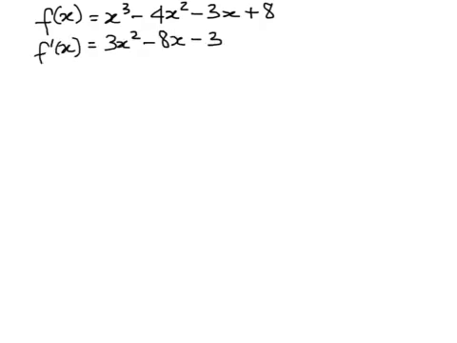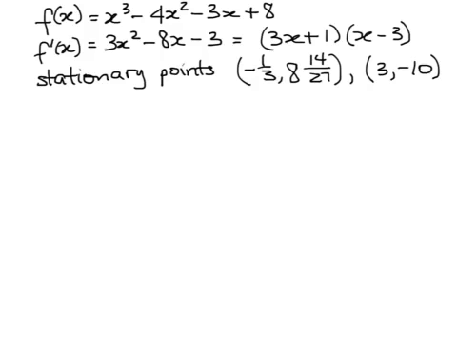So I've got my function. I've got my gradient function or first derivative, which nicely factorized. And I've got my stationary points: negative 1/3, 8 and 14 over 27, and 3, negative 10. So I've got to determine which of these points is minimum and which is maximum. Because you see, if I have a cubic curve, one has to be minimum and one has to be maximum. Okay, it's going to turn twice.